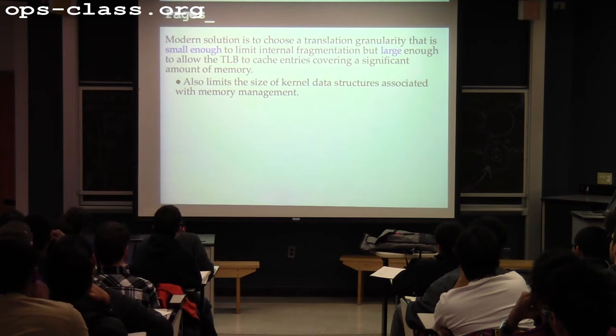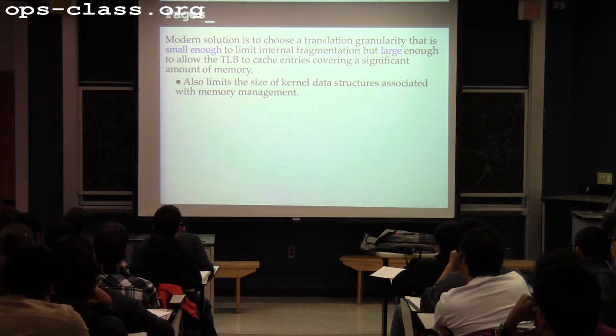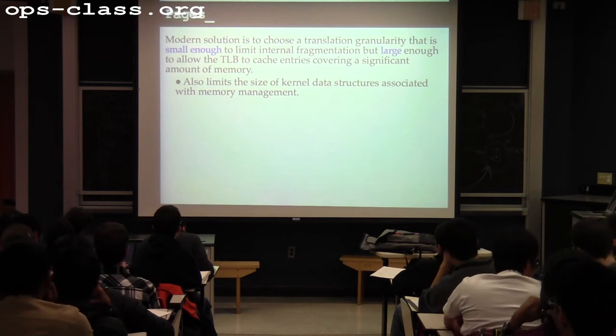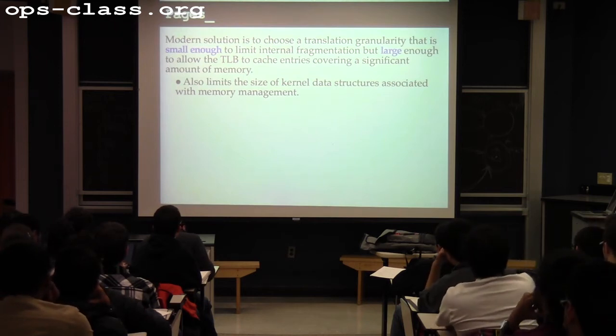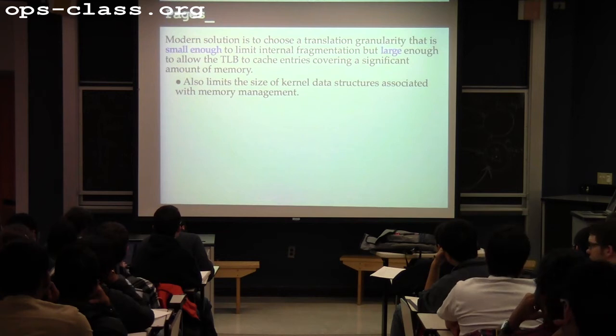Also, there's another overhead to doing fixed granularity mappings, which is that there are kernel data structures whose size is going to scale with the number of pages on the system. And we'll talk about those probably on Wednesday, right?